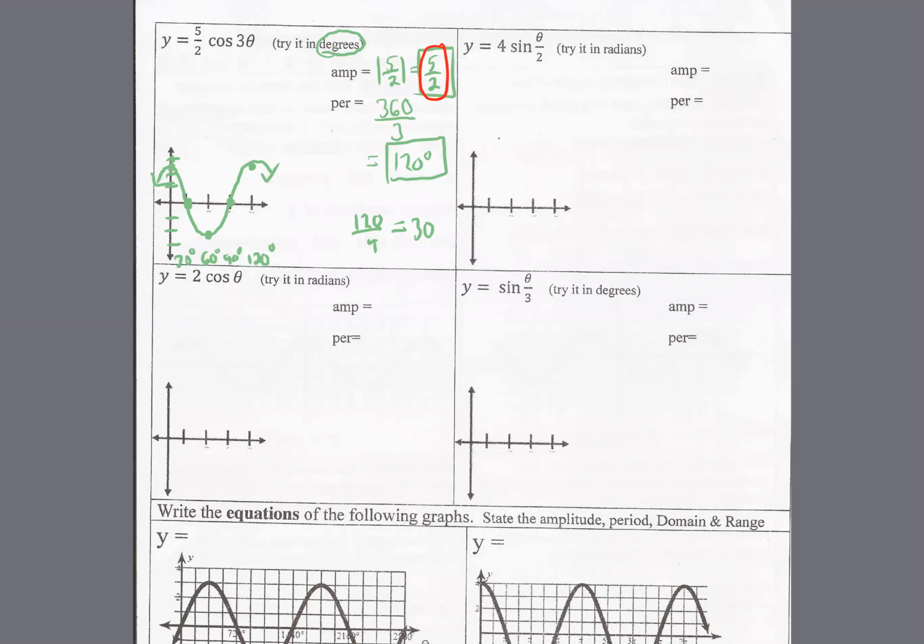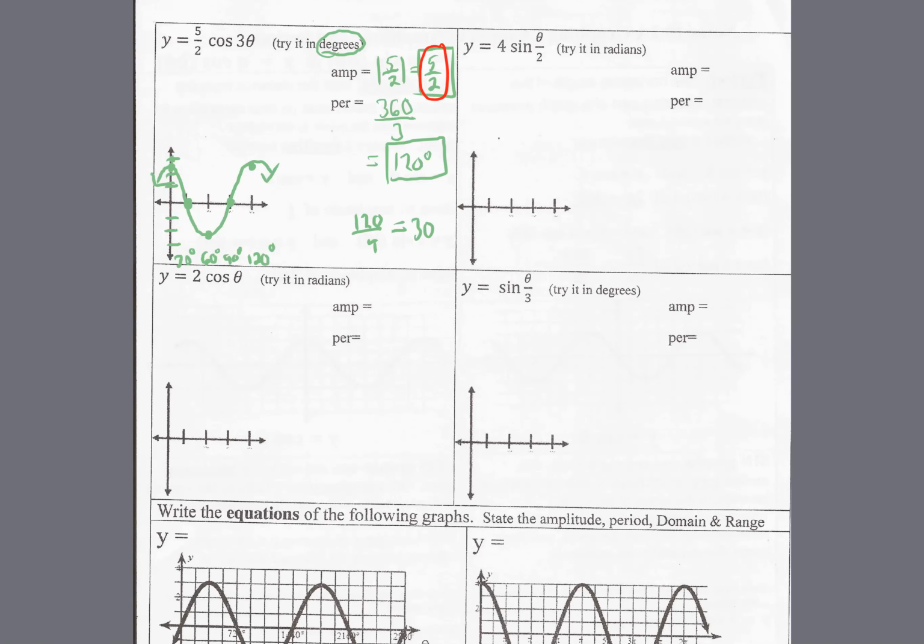Okay, thank you. The highest point has a y-coordinate of 2.5. The lowest point has a y-coordinate of negative 2.5. The amplitude is half the distance, the distance from the x-axis to the highest point, or from the x-axis to the lowest. Gotcha. So you double it to get the total distance.